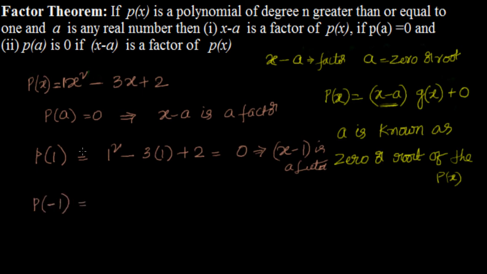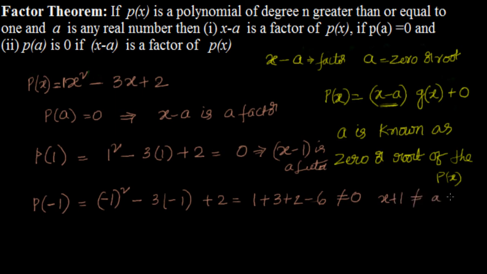If I substitute minus 1 in the polynomial x square minus 3x plus 2, this becomes minus 1 whole square minus 3 into minus 1 plus 2, that is nothing but 1 plus 3 plus 2 equal to 6, which is not equal to 0. So x plus 1 is not a factor.